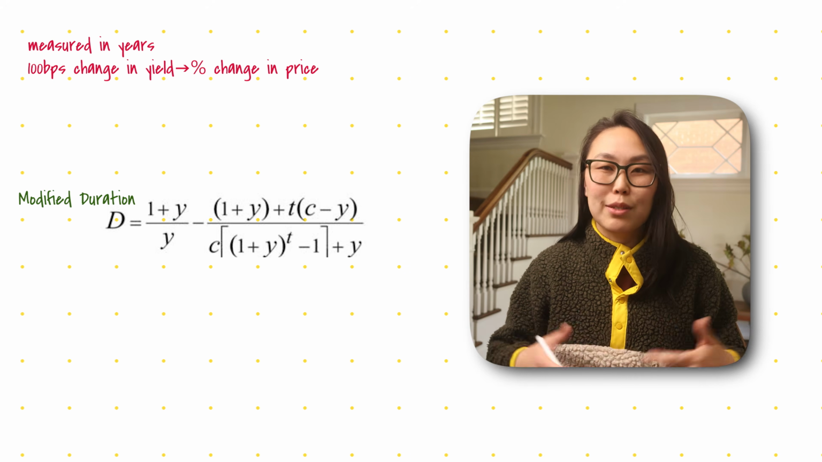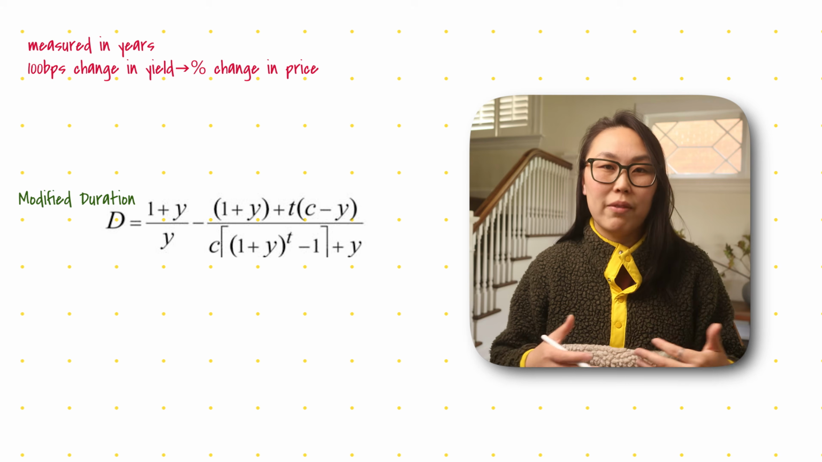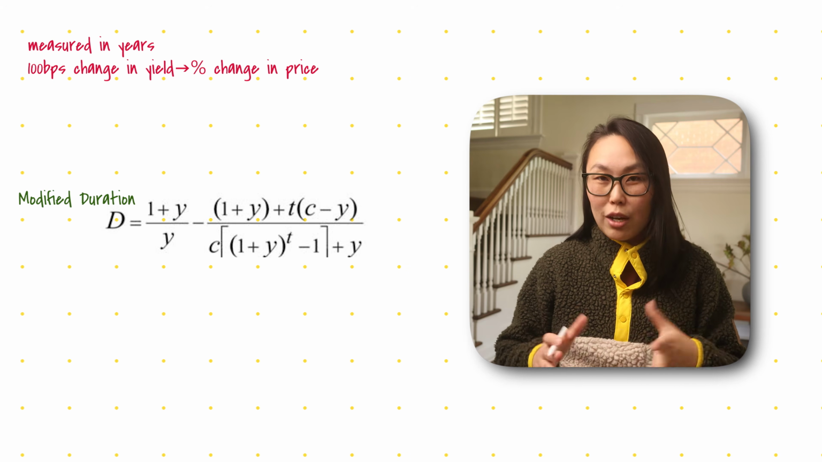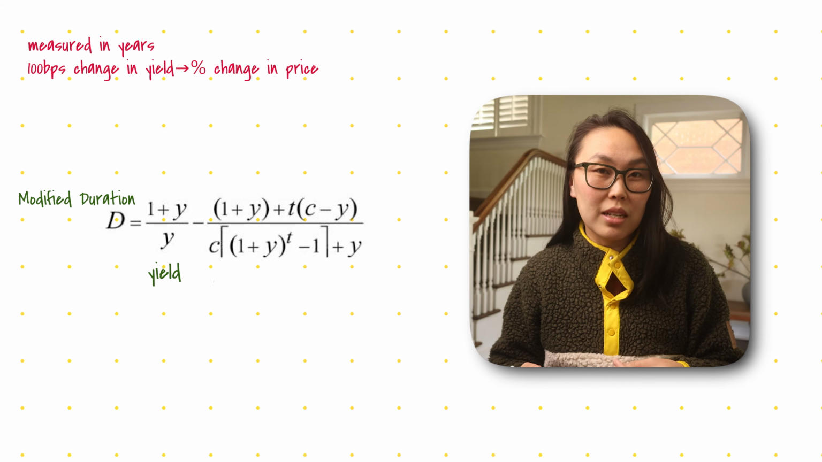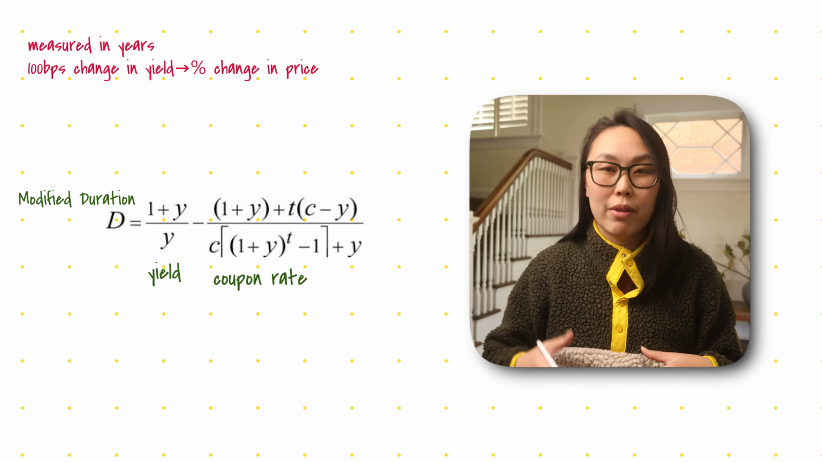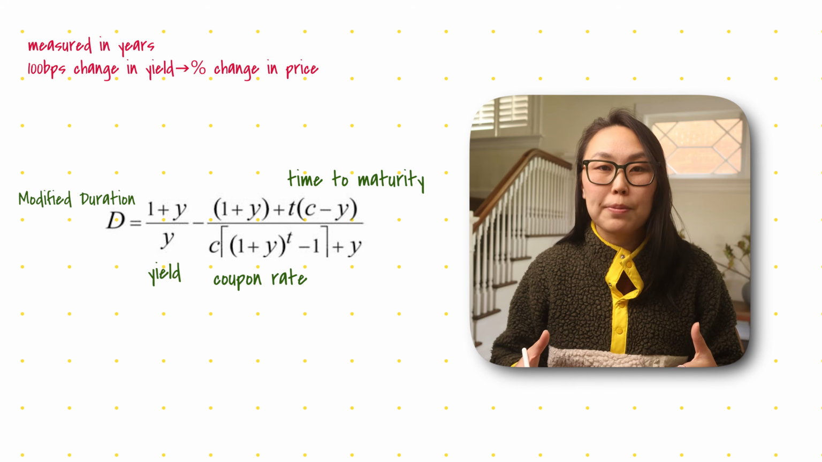Now, luckily, as with many equations on the sheet, you are not going to have to hand calculate modified duration. But just in case, let's talk about the variables that go into it. We've got Y, which is the yield expressed as a decimal, C is the coupon rate of the bond, and T is the time to maturity in years.